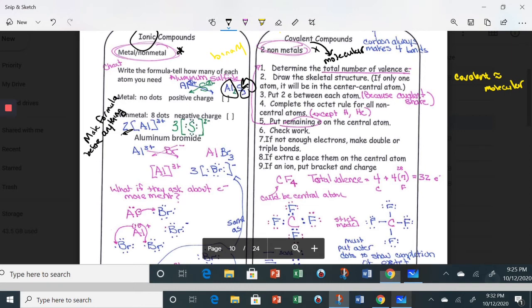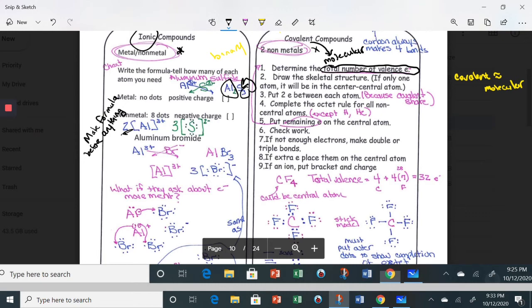So here's the thing. Start with your total number of valence electrons. Okay, let me reiterate that. Total number of valence electrons. Right? Everything that makes the compound. You say, oh, how many valence does that one have? How many does this one have? And you get the total number.